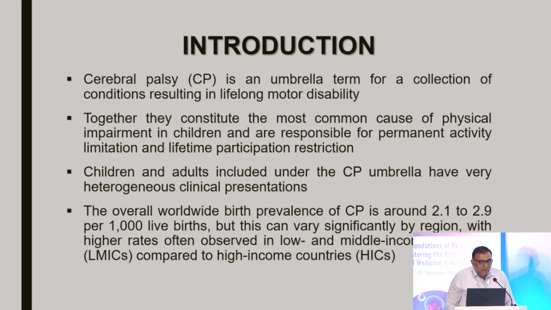To begin with, we all know CP is an umbrella term for a collection of conditions resulting in lifelong motor disability. Together they constitute the most common cause of physical impairment in children and are responsible for permanent activity limitation and lifetime participation restriction. Children and adults under the CP umbrella have very heterogeneous clinical presentations. The overall worldwide birth prevalence of CP is around 2.1 to 2.9 per 1,000 live births, but this can vary significantly by region, with higher rates being observed in low and middle income countries compared to the high income countries.